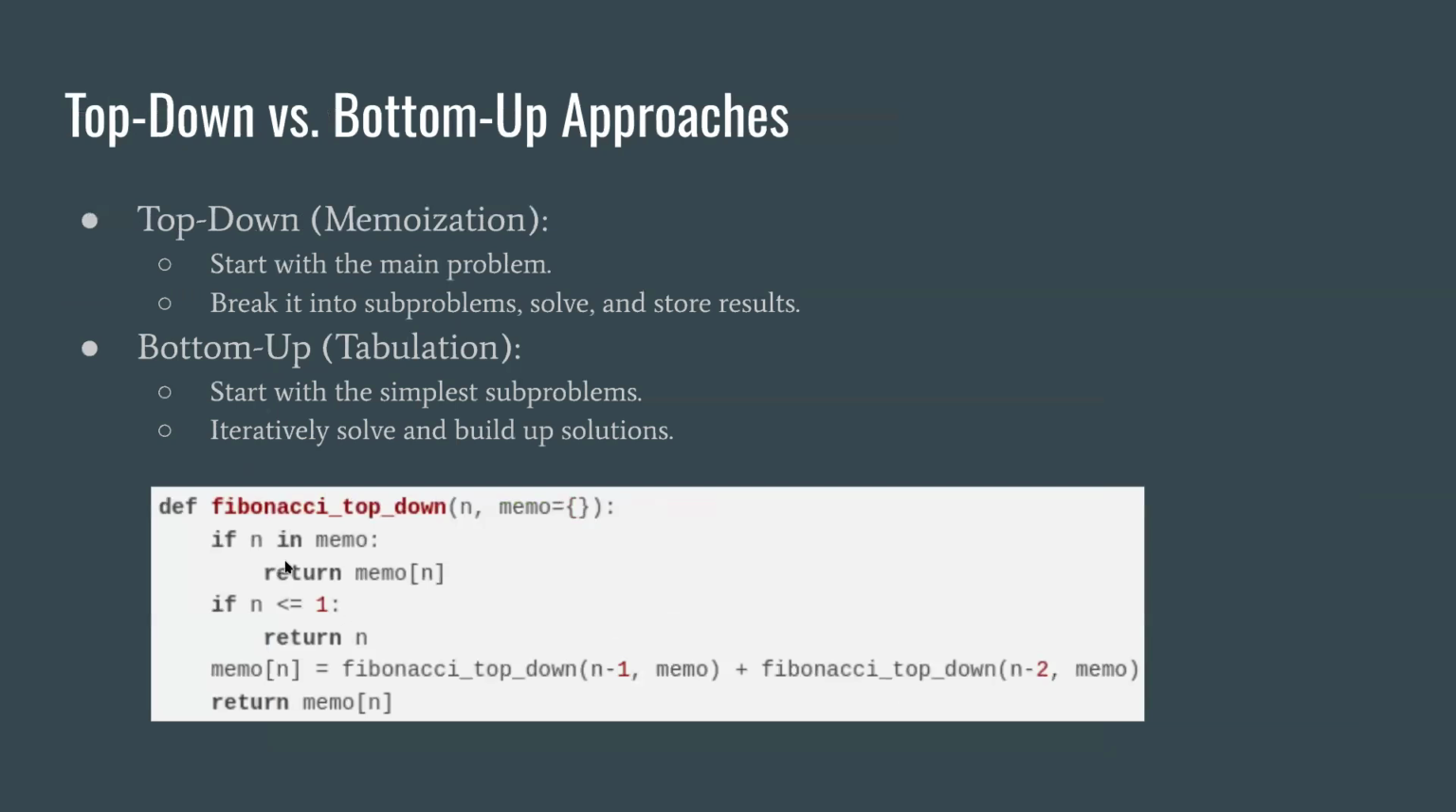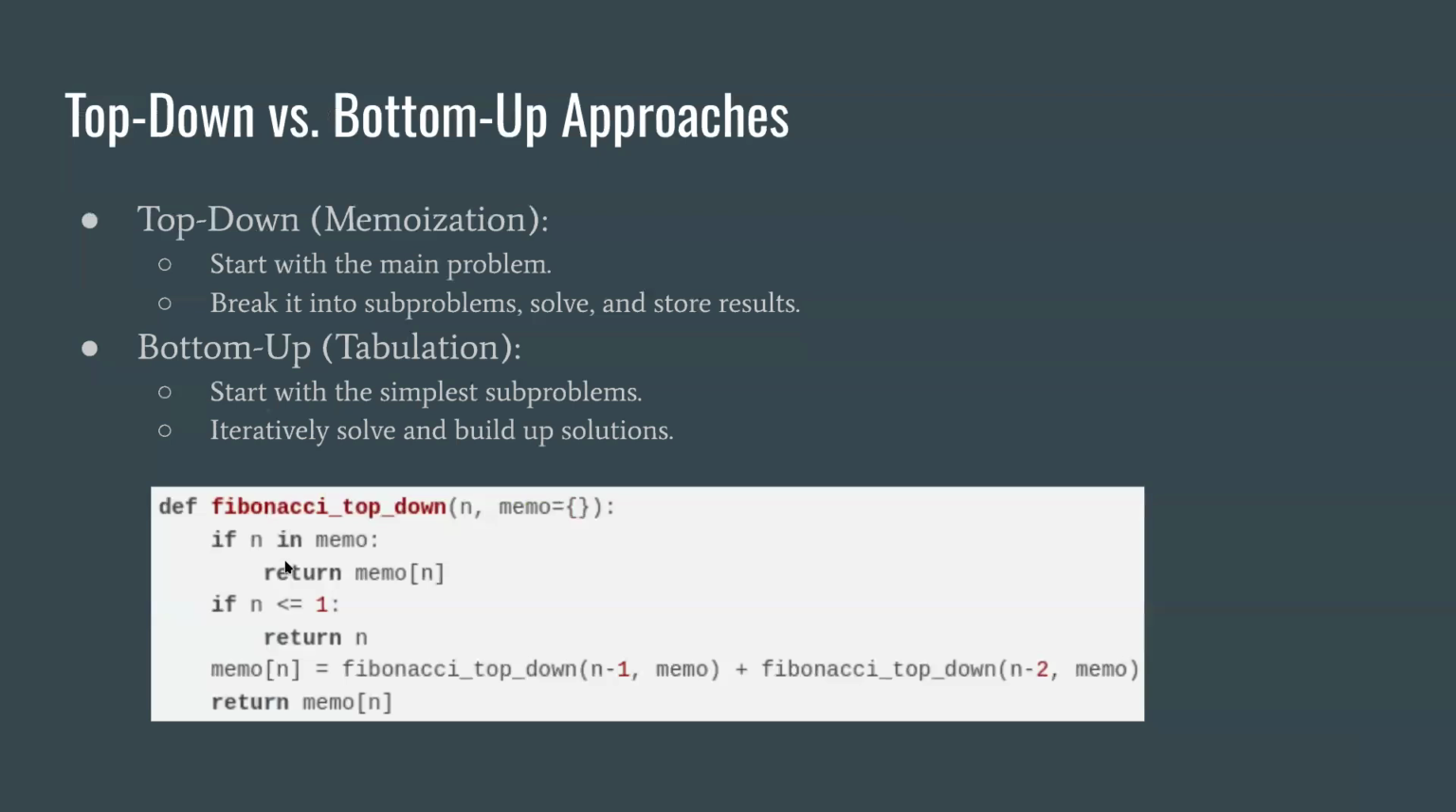Top-down versus bottom-up approaches. There are two main approaches to implementing dynamic programming, top-down and bottom-up. The top-down approach, also known as memoization, starts with the original problem and breaks it down into subproblems, solving and storing the results to avoid any redundant work.